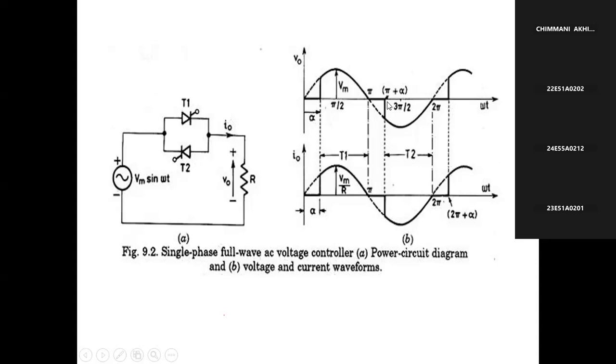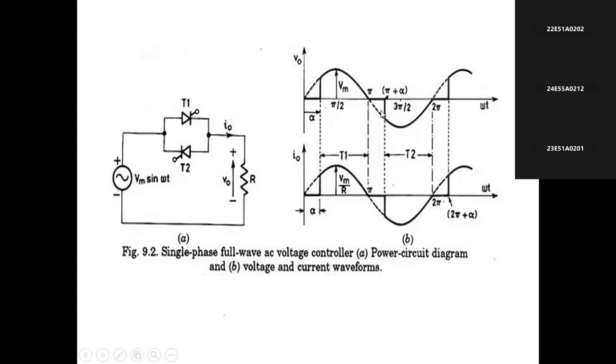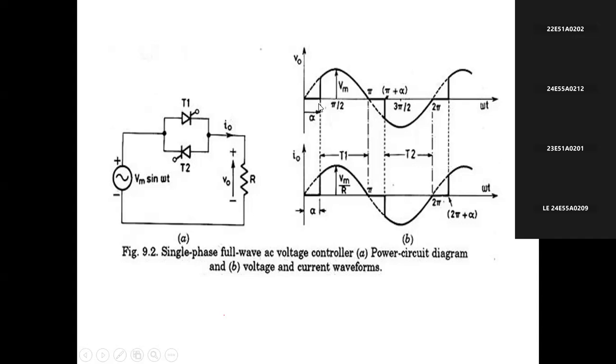At which point am I giving? At pi plus alpha. For T1 I am giving firing pulse at alpha. For T2 I am giving firing pulse at pi plus alpha. So from pi plus alpha, you'll get the output voltage. For T1, during positive cycle, from alpha onwards, I'll get output voltage.